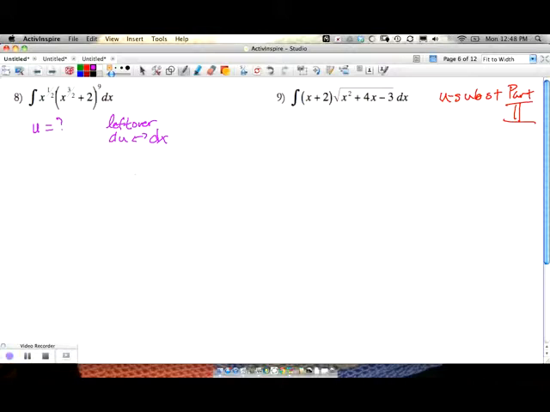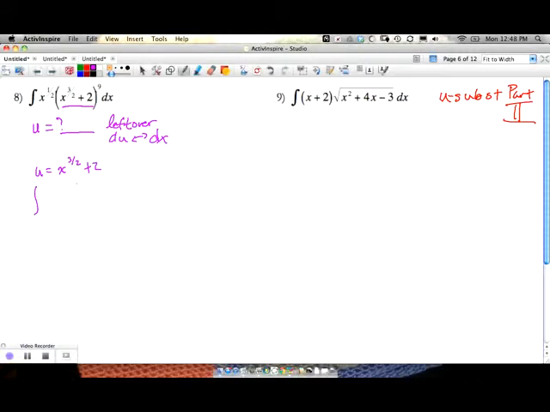But there's going to be some constants and other terms involved in that. The first thing to answer then is this u. What's the piece that we're going to pull out? We always like to pull out the inside piece, which in this case would be x to the 3 halves plus 2. So let's start with that. u equals x to the 3 halves plus 2.